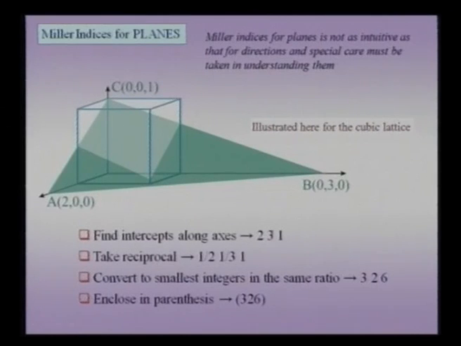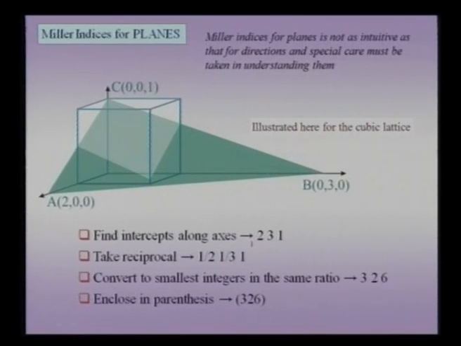The next thing, I take the reciprocal of these numbers, and this is where the Miller indices for planes become counter-intuitive, not as intuitive as the Miller indices for directions, and that is why, as I mentioned, you have to take special care in understanding them. So, the reciprocals would be 1/2, 1/3 and 1. I will convert them into smallest integers, that means I will multiply this entire thing by a factor of 6. So, this is nothing but 6 times (1/2, 1/3, 1): 6 by 2 is 3, 6 by 3 is 2, and I have got 6. What I will do next is enclose them in normal brackets as (3 2 6).